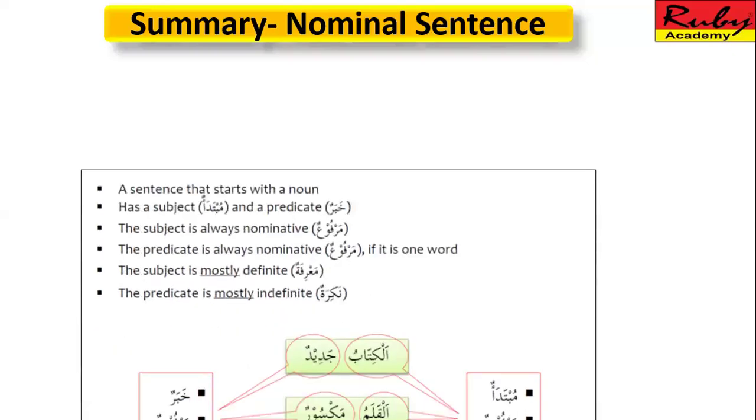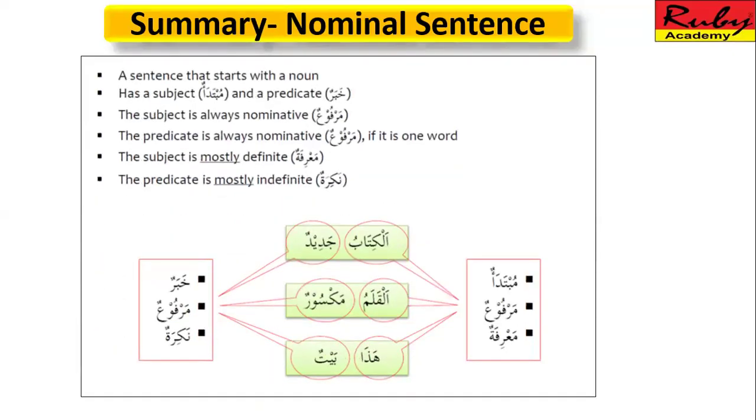So we can summarize here about the nominal sentence, which we have learned in detail. I have visualized each rule so we can understand. A sentence that starts with a noun is called a nominal sentence. It has two parts, subject and predicate, that we call mubtada and khabar. The subject is always nominative. It means it is marfu.